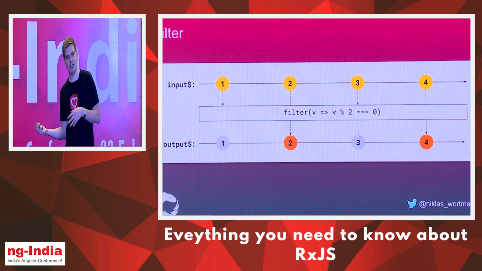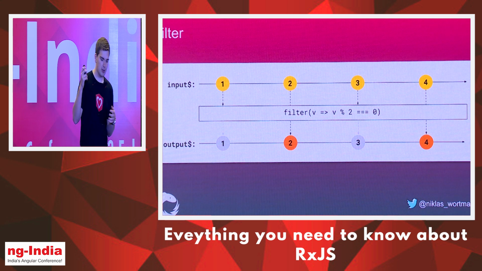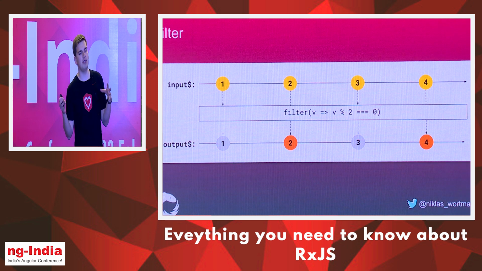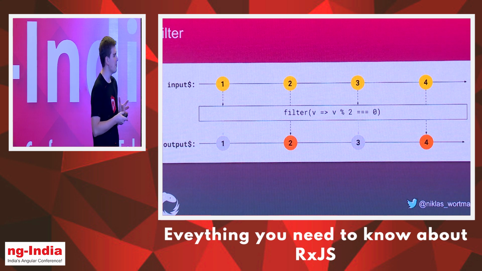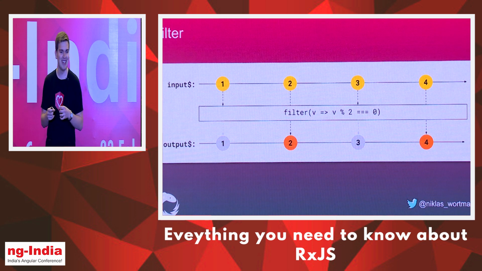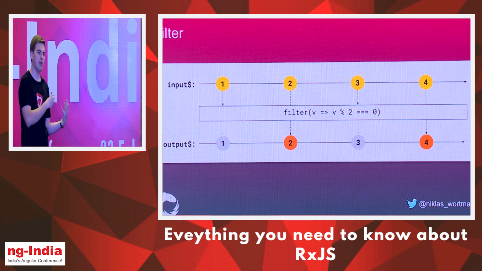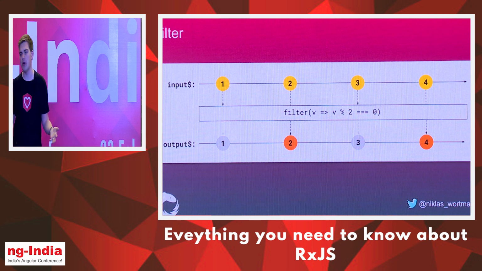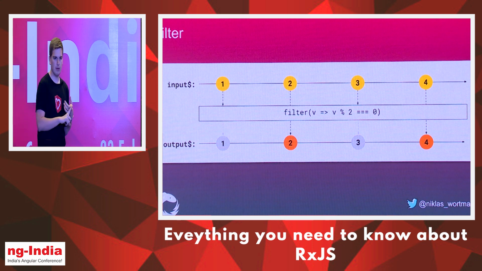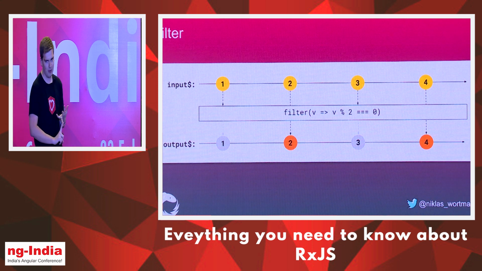Filter is pretty similar to map for those who are already aware of the array functions, because we are just filtering out values that don't match a certain condition. In this particular case, we are checking for even numbers. Those values that don't match the condition aren't passed to the output observable. Okay, very easy. You can use this for null checks, for undefined checks, checks for whatever.